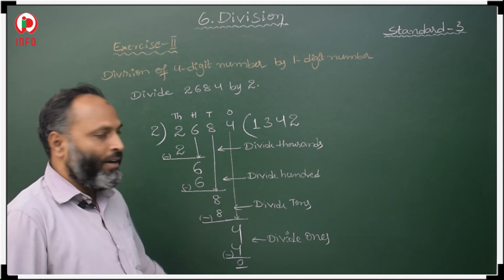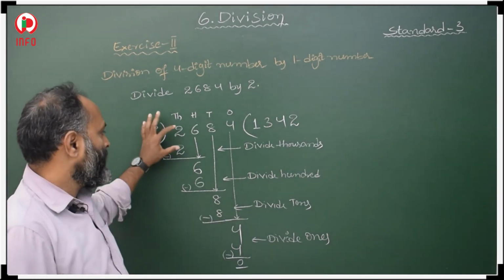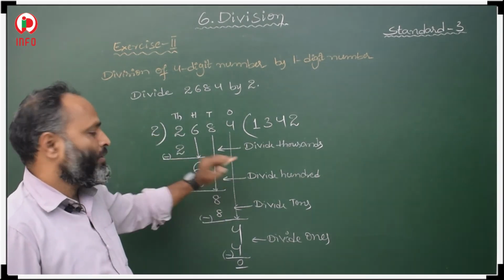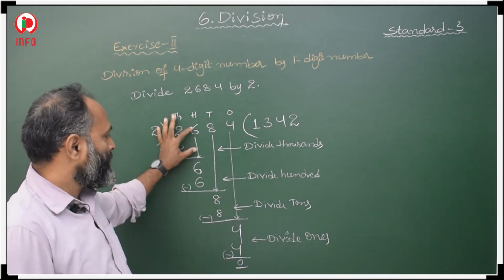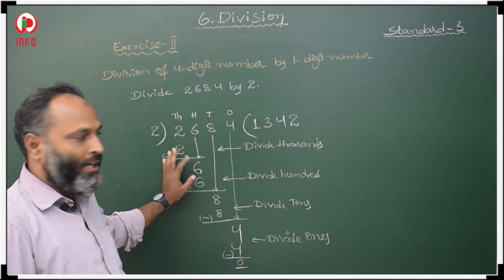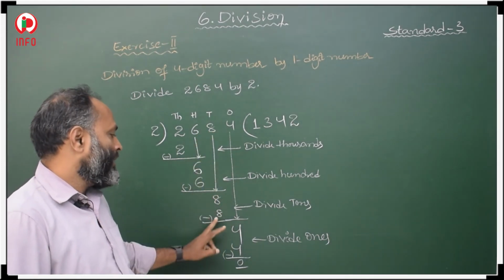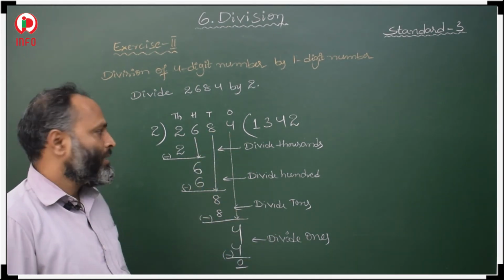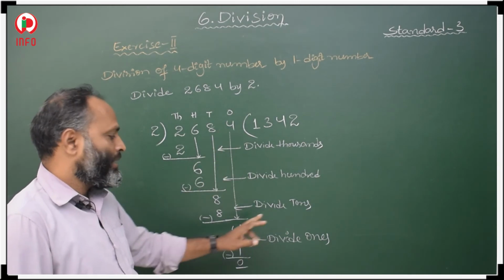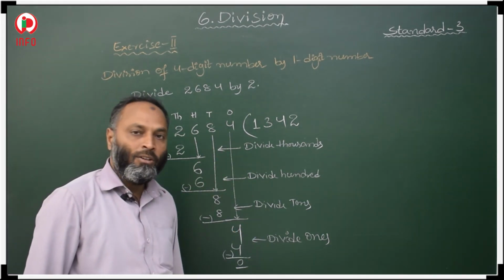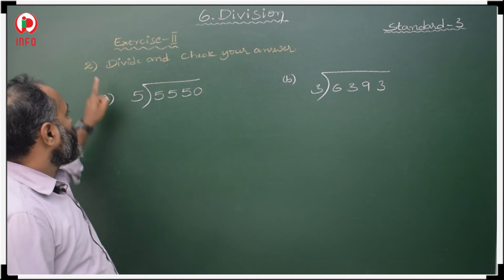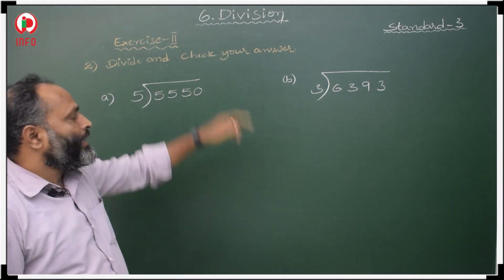So, in this way we have to divide one by one. First we have to divide the thousands place, thousands value, next we have to copy hundreds, and after that we have to divide 100, and after that the tens value. So we have to divide tens, then after that we divide ones. Okay. Yes, now students, the second question: divide and check your answer.